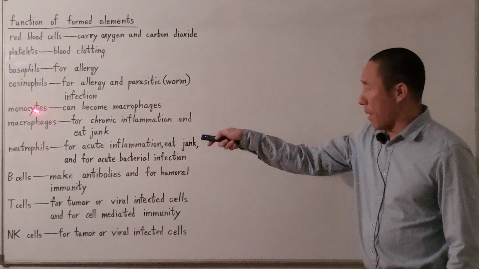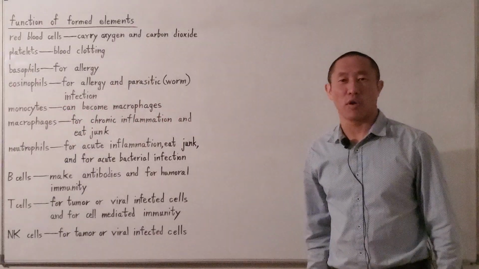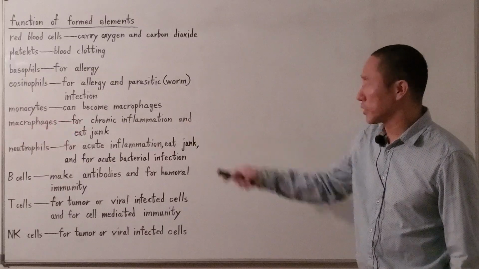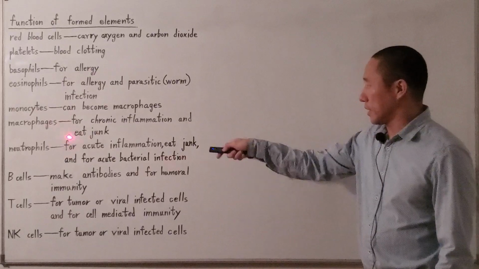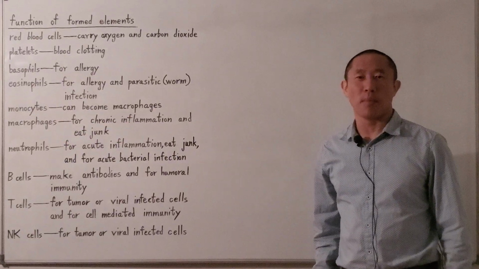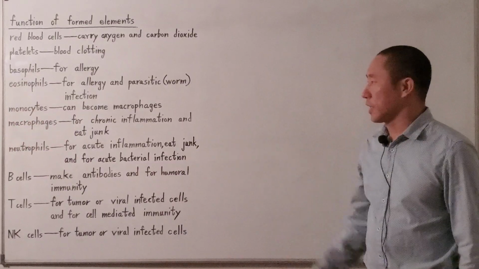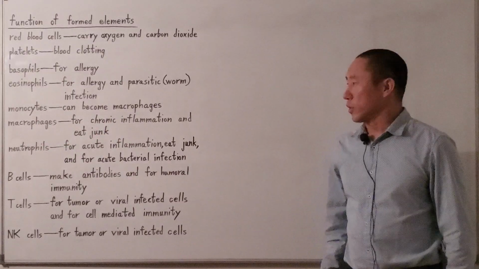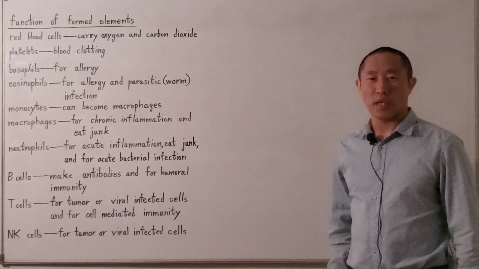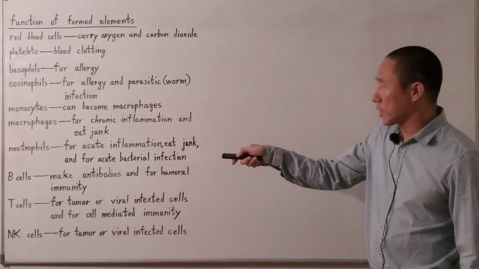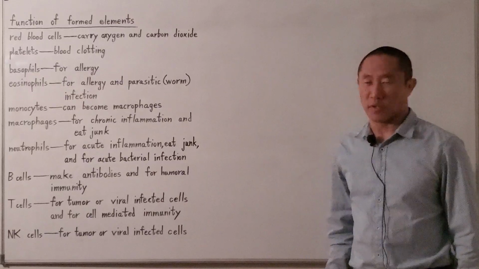Now for monocytes, monocytes can become macrophages. Now let's talk about macrophages. Macrophages are important for chronic inflammation and eat junk. So how can we remember that macrophages eat junk? Just think of eating a Big Mac as eating junk. All right, so what do we mean by eating junk? Eat junk is like saying these cells can eat bacteria and cellular debris, for example.